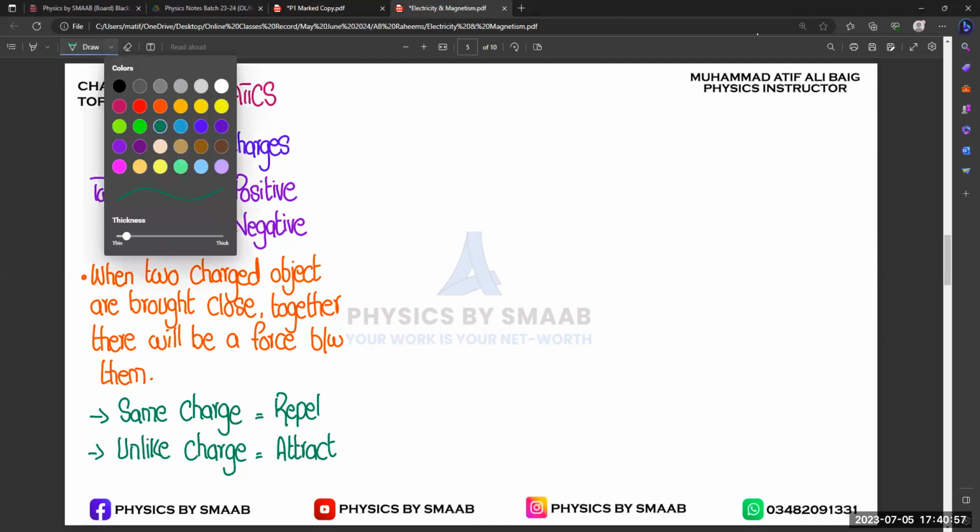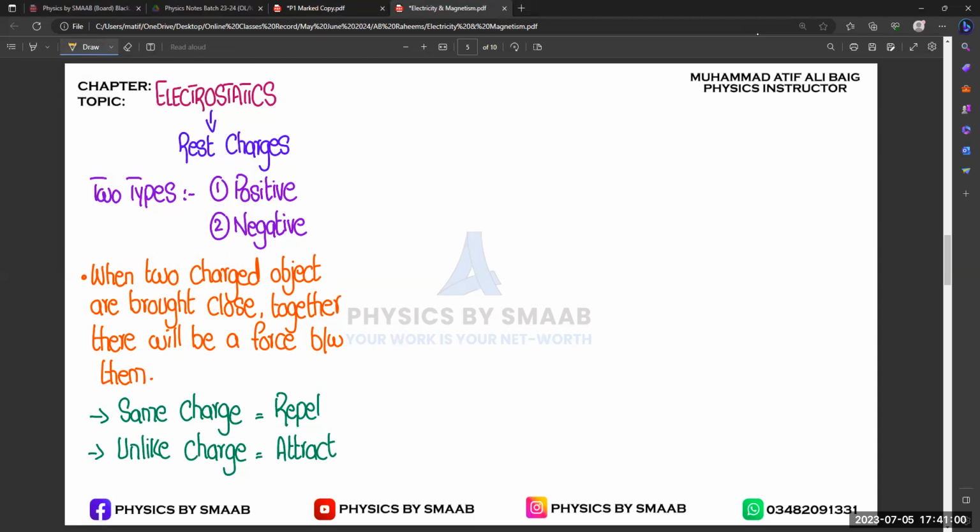And the SI unit for charge, since we are talking about charges, is the coulomb. So the coulomb is the SI unit of charge, and the symbol we are going to use is C. So C is the symbol for coulombs, and that is the SI unit for charge.